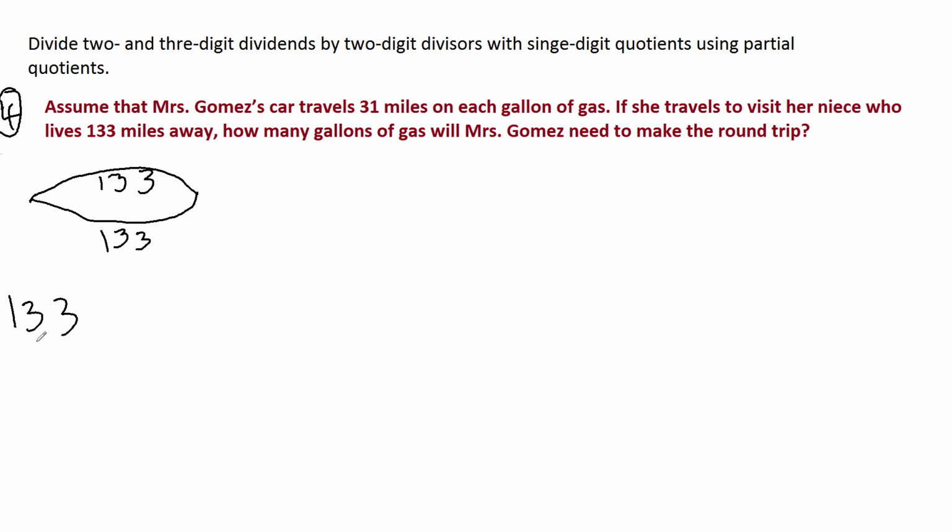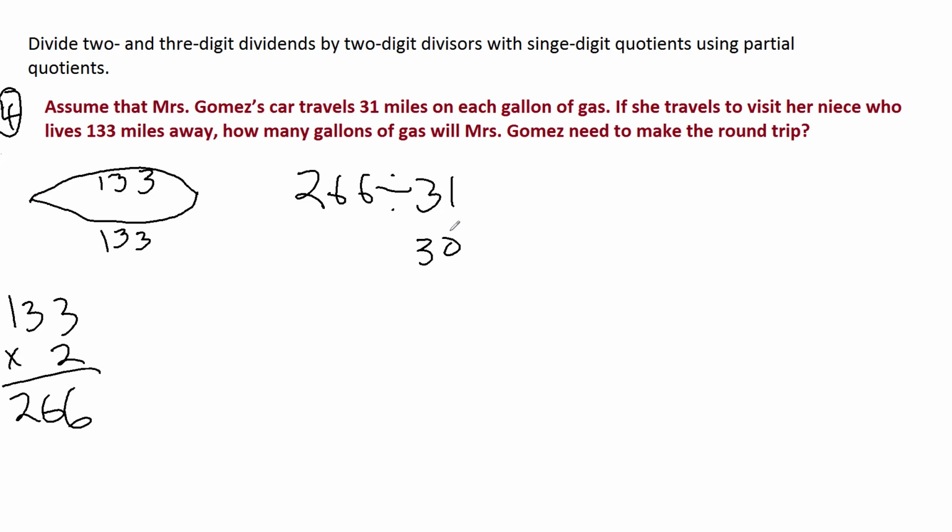So 133 times 2 equals 266 total miles. So we know we have an equation of 266 divided by 31. Let's go ahead and estimate. We have 31, and pretty close to 30, so we're probably going to want to round down. We're going to go with 240 divided by 30, which equals 8.